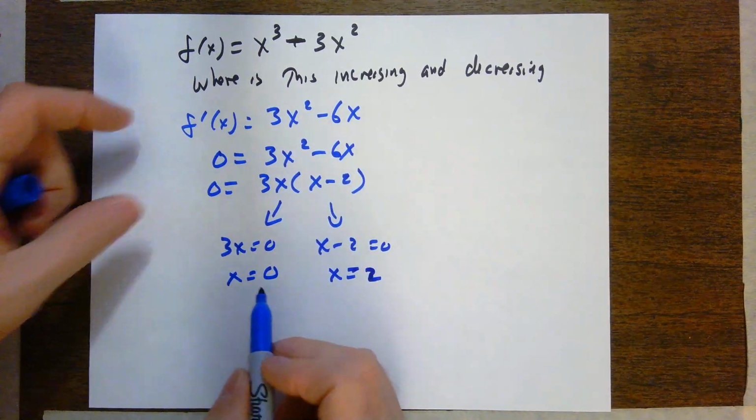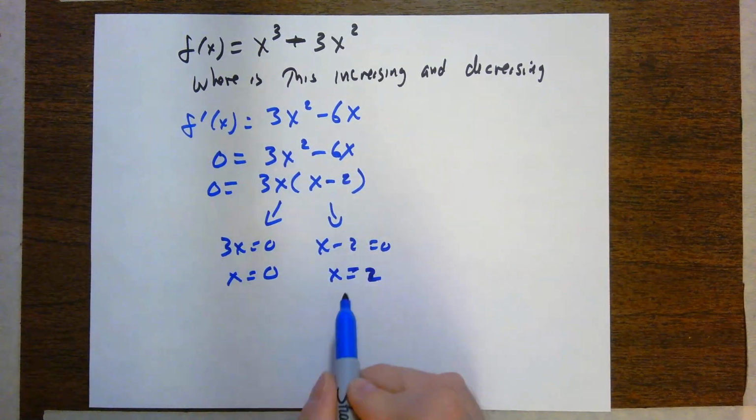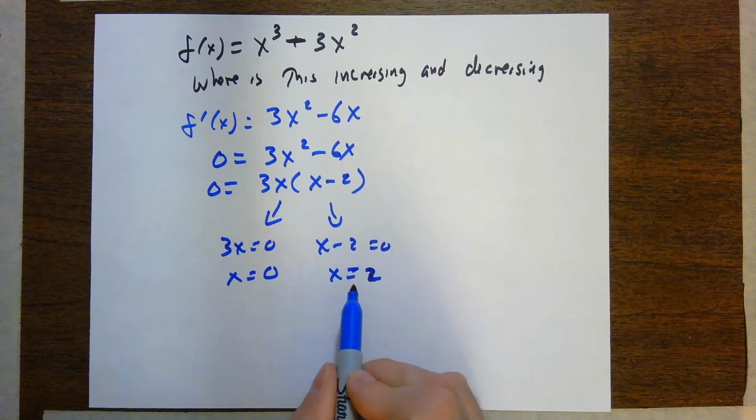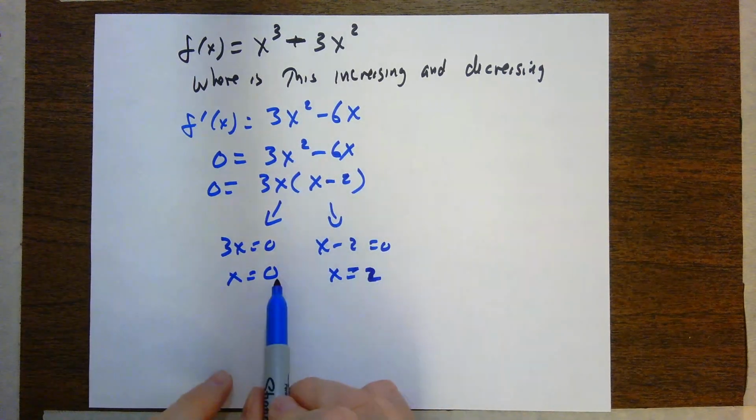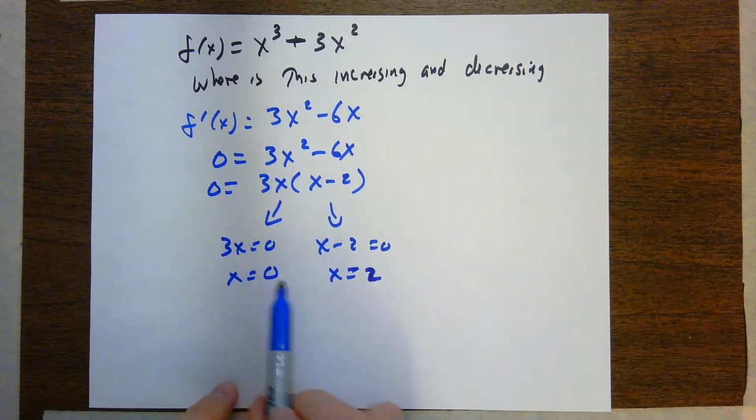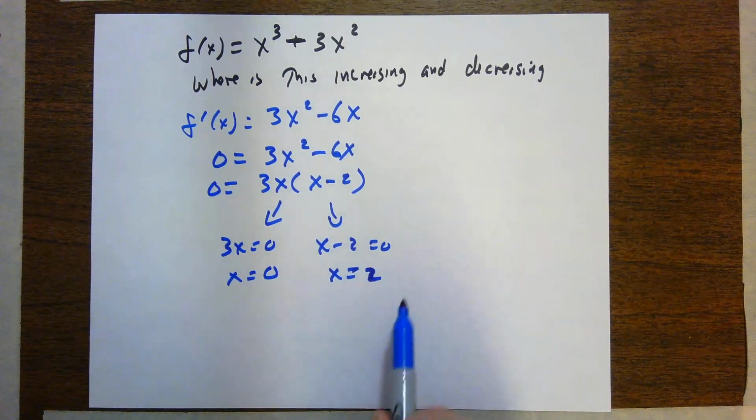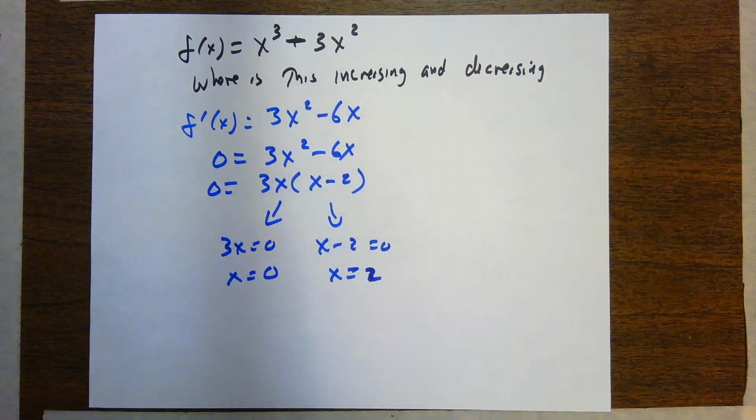So interesting things are happening at x equals 0 and x equals 2. Things are changing. The slope of the tangent line is 0 at those points. So I want to take a closer look at what this means in my function.